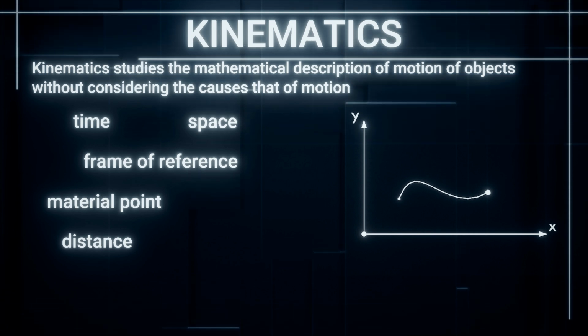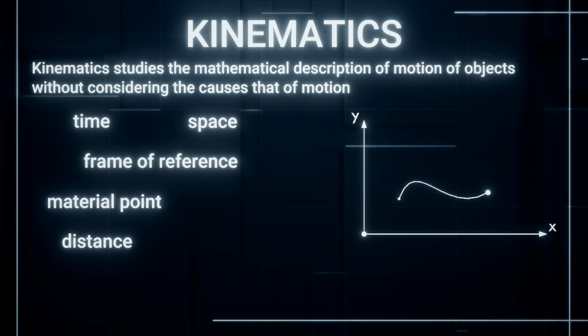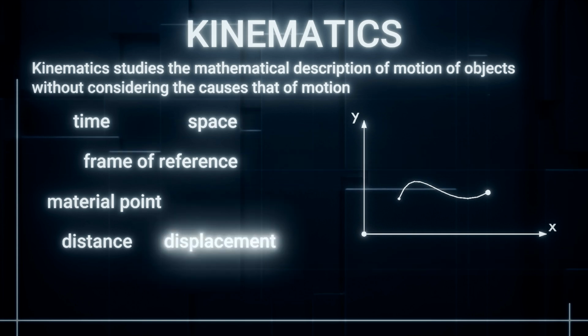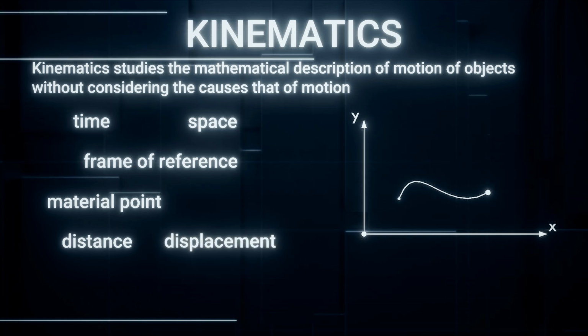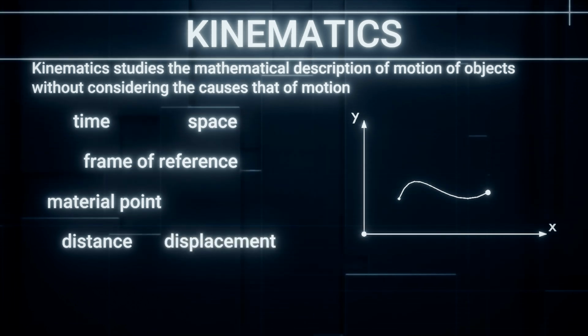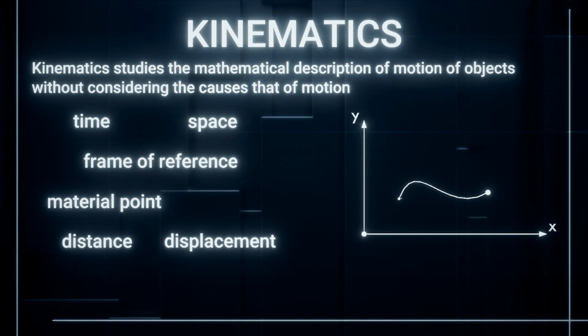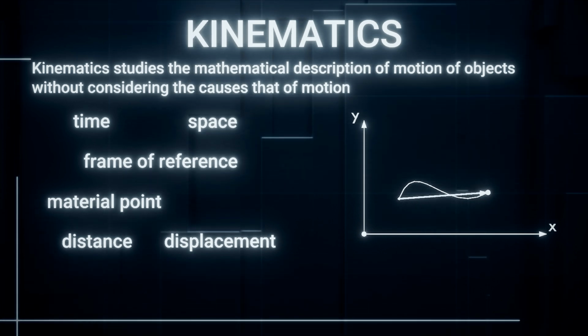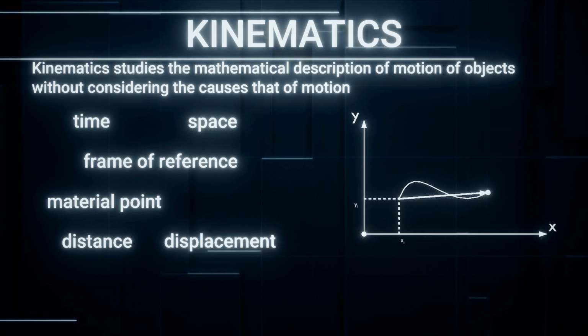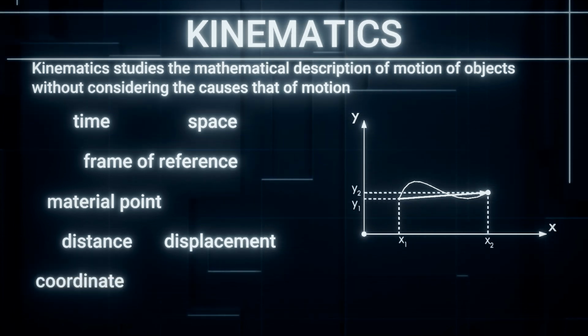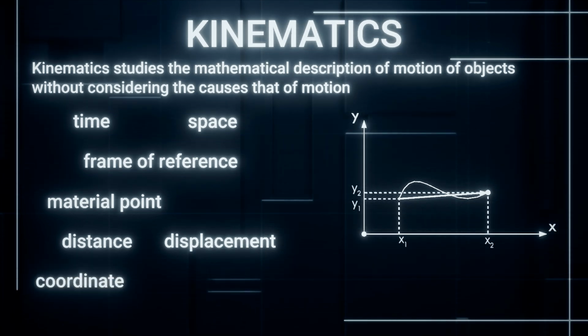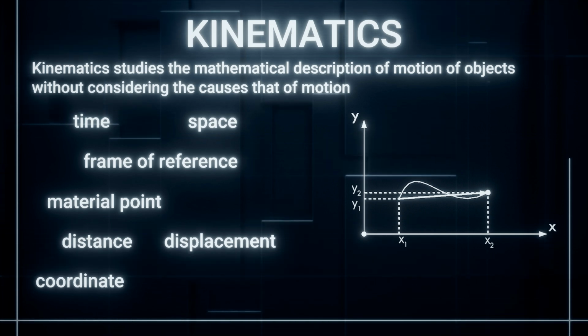Distance is a scalar quantity, meaning it only has a numerical value. Displacement, on the other hand, is a vector. It has both magnitude and direction. Displacement is a straight line vector connecting the initial and final position of an object. However, it's often more convenient to work with coordinates instead of vectors. In this case, we analyze motion separately along each axis.